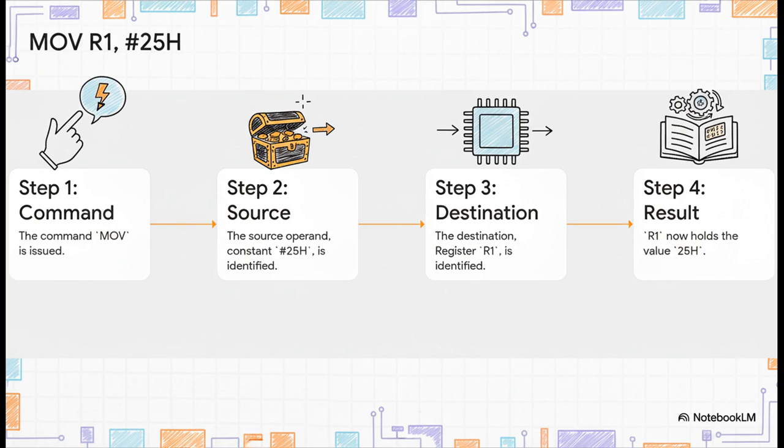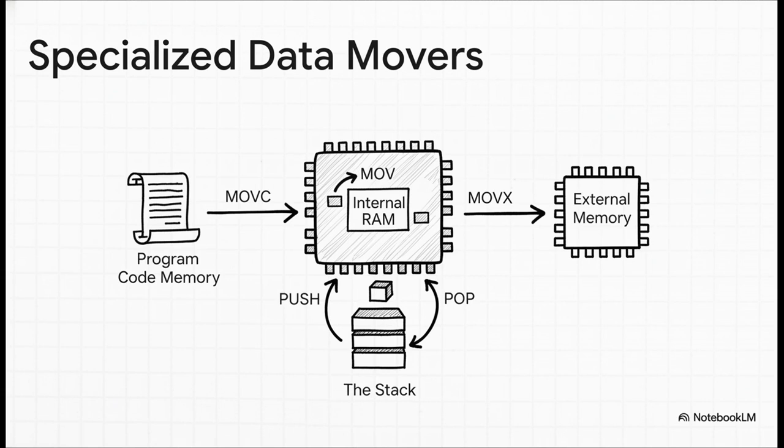So, let's look at our example again. MOV R1, #25h. When the processor sees MOV, it knows it's time to copy something. It identifies the source, the value 25 hex, and the destination, register R1. And boom, after that instruction runs, R1 is now holding that value. Simple as that. But here's where it gets interesting.